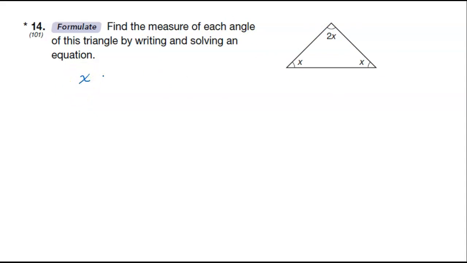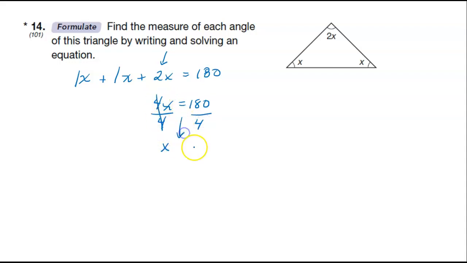So I have x plus 2x is equal to 180. Remember, we have the invisible 1. If there's not a number in front of the x, there's an invisible 1. So 1 plus 1 is 2, 2 plus 2 is 4x is equal to 180. Let's divide that by 4. X is equal to 180 divided by 4, which is 45.